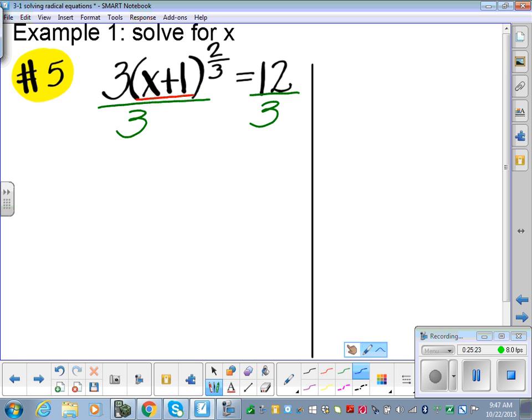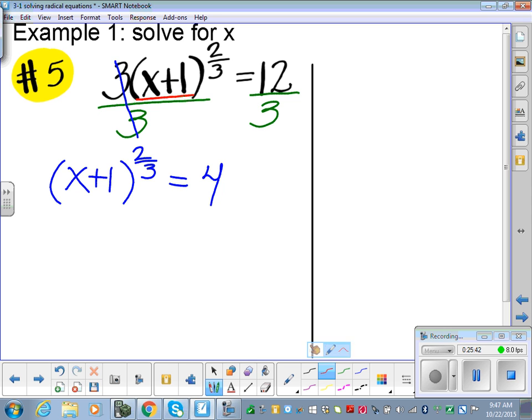Very good. So 3 divided by 3 becomes 1. We undid that. So that's perfect. We have (x plus 1) in parentheses raised to the 2/3 power on the left now, which is equal to 12 divided by 3, which is 4. Is our radical completely alone? Yes, nothing's added to it, nothing's subtracted, nothing's multiplied or divided. All right, now we need to undo the radical.